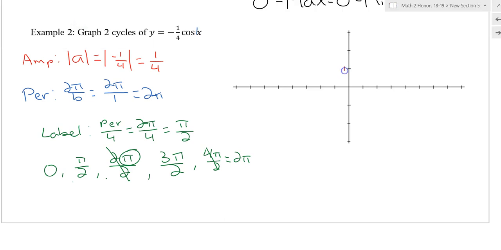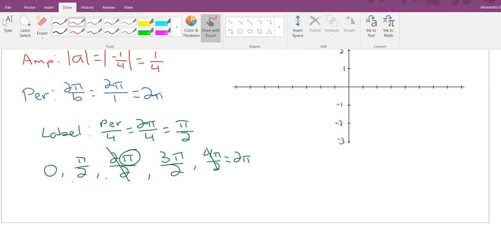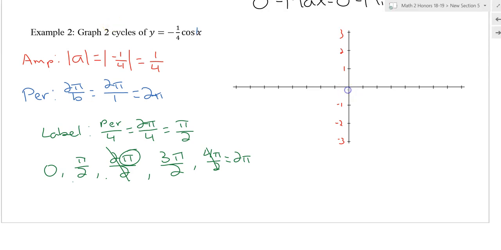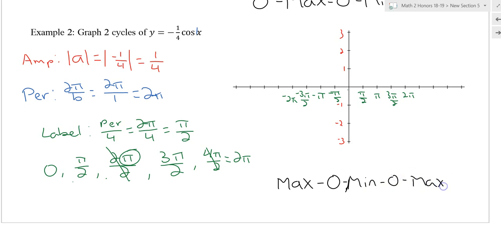So we'll make this 1, 2, 3, -1, -2, -3. Then our labels are 0, pi over 2, pi, 3 pi over 2, 2 pi, backwards, -pi over 2, -pi, -3 pi over 2, -2 pi. Now this is cosine, so that's max, 0, min, 0, max.